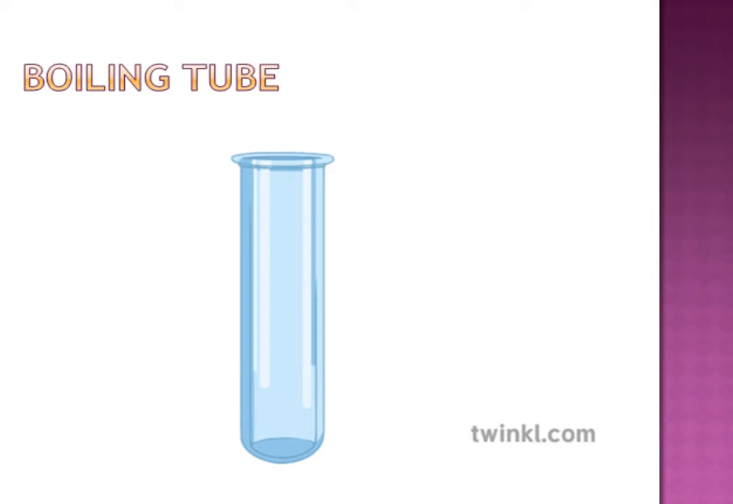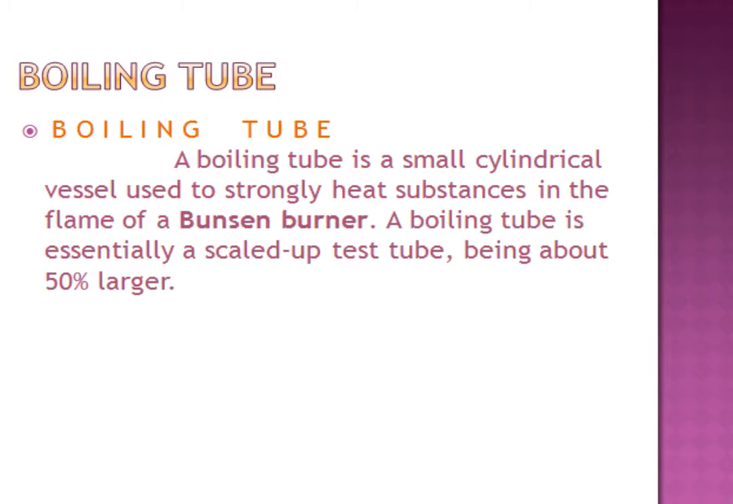Moving on to a boiling tube. So this is what it looks like. Spelling time. B-O-I-L-I-N-G. Boiling. T-U-B-E. Tube. A boiling tube is a small cylindrical vessel used to strongly heat substances in the flame of a Bunsen burner. A boiling tube is essentially a scaled-up test tube, being about 50% larger.